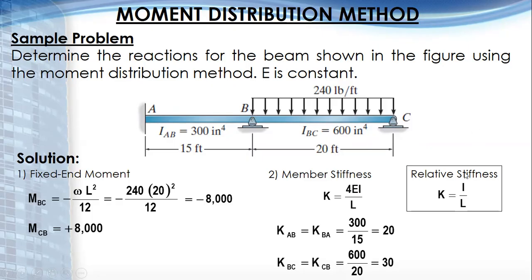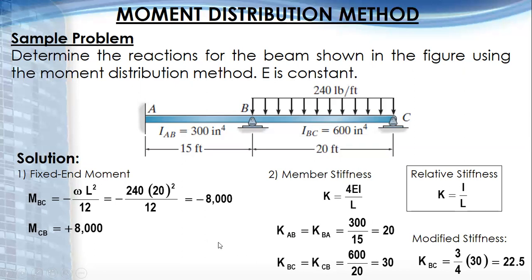And the modified stiffness is equal to 3/4 of K. So 3/4 of this value. For BC, 3/4 of 30. That's 22.5. Okay.